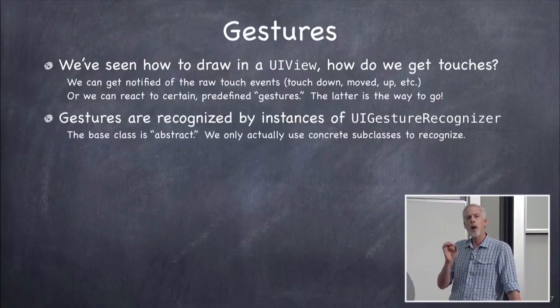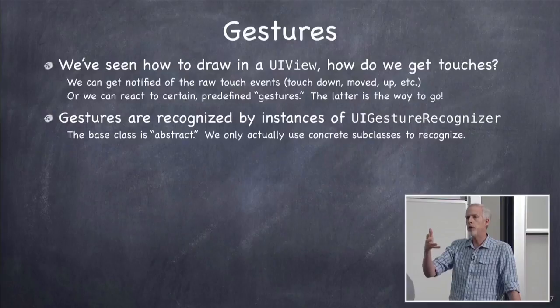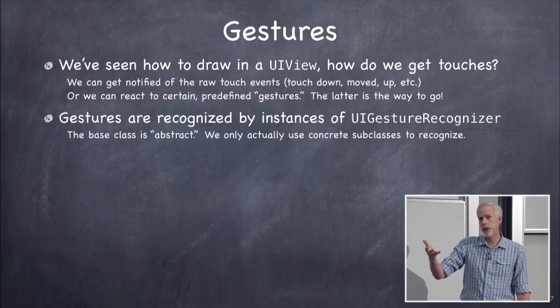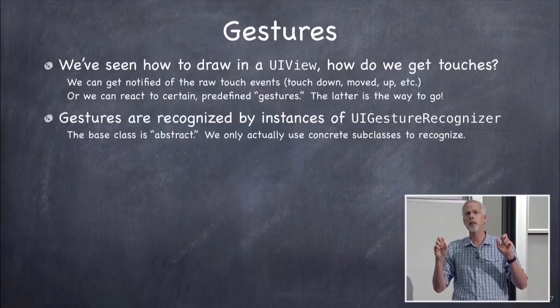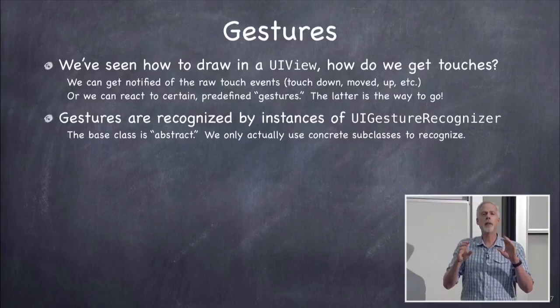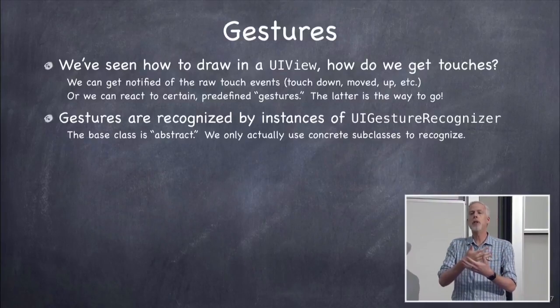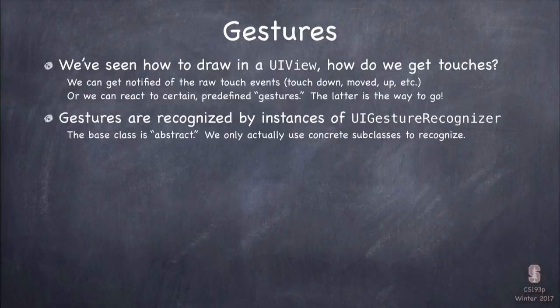So gestures are recognized by this class called UIGestureRecognizer. Actually, not by UIGestureRecognizer itself. That's an abstract class. How many people know what an abstract class is? Raise your hand if you know what that is. Okay, so I'll take a second. An abstract class is a class whose only purpose in life is to be the superclass of other classes. You never actually create an instance of an abstract class. You only create instances of subclasses of it. So UIGestureRecognizer is abstract. You would never call an initializer on UIGestureRecognizer. Instead, there's a bunch of subclasses, which I'm going to talk about, and you would call the initializer on them.